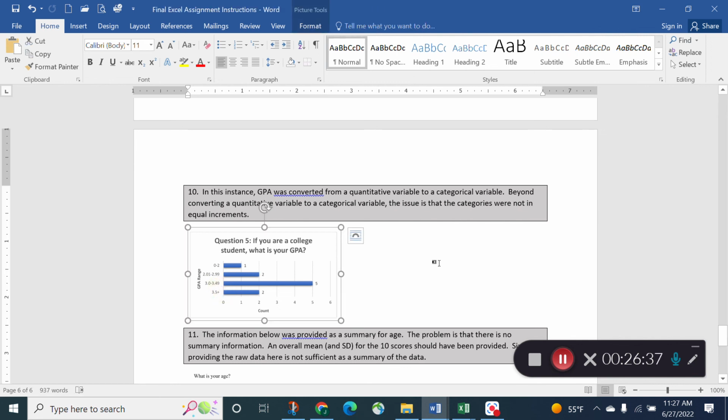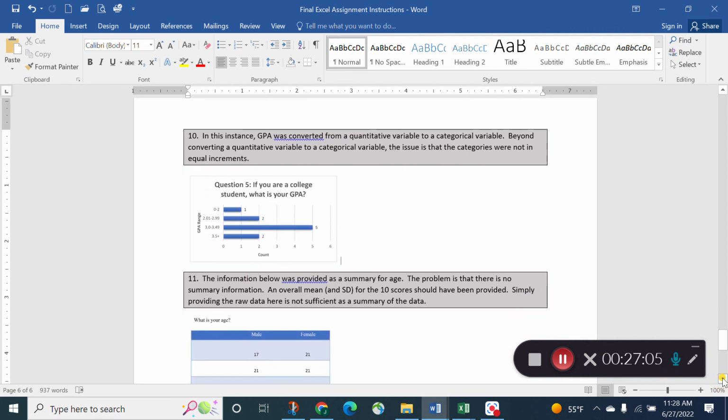So kind of a little bit of a double whammy there in that they shouldn't have created a categorical variable from a quantitative variable. And then you've got to have equal widths, if you will. So think back to our class interval. We don't jump around in the size of the class interval from 2 to 5 to 10 and back to 5 and down to 2. So equal intervals is a must.